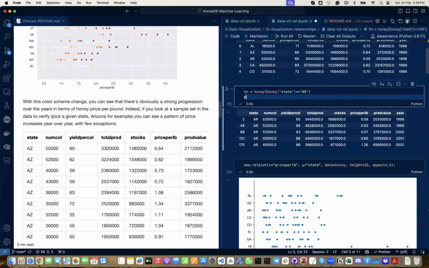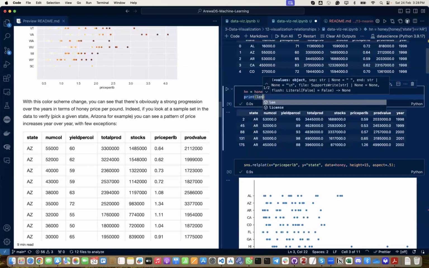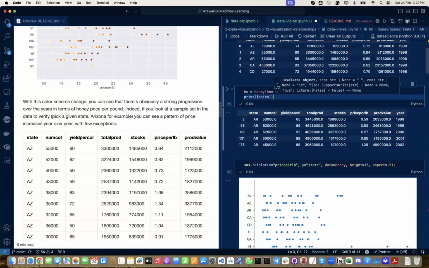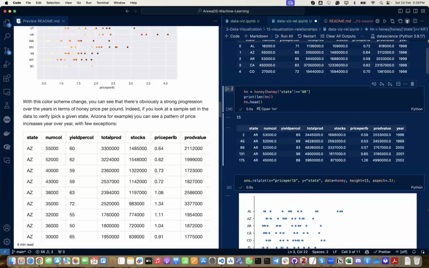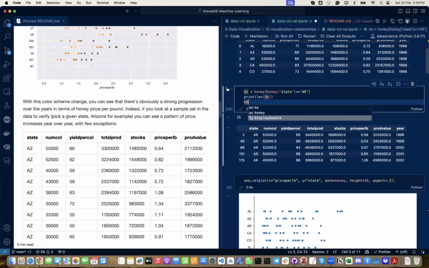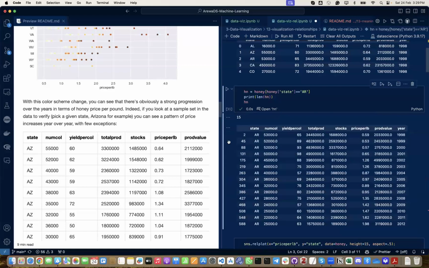So print the length of honey, but also honey.head. So the data set is 15, and I think if it is 15, we can see all of the data. I think we have enough space to see all of it.